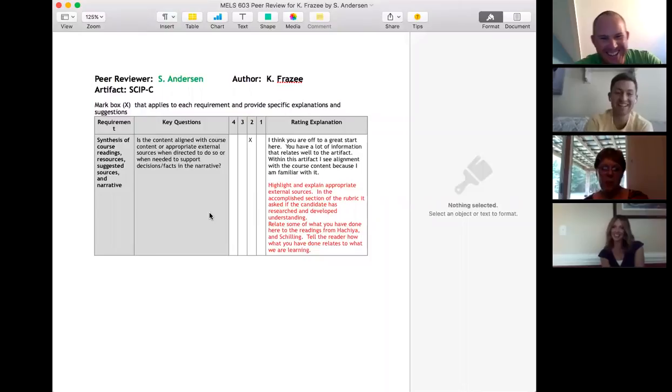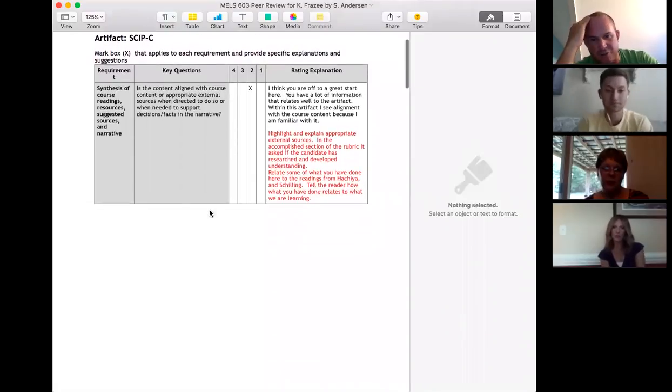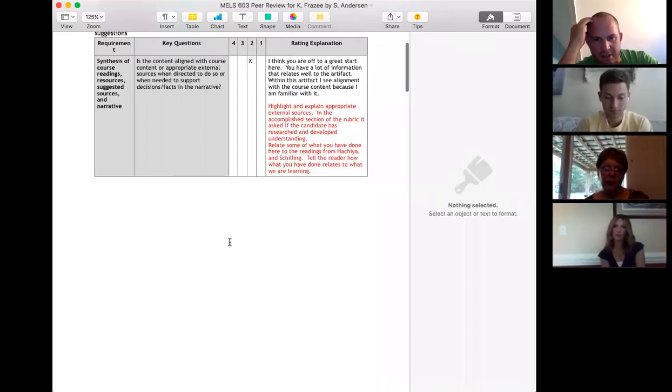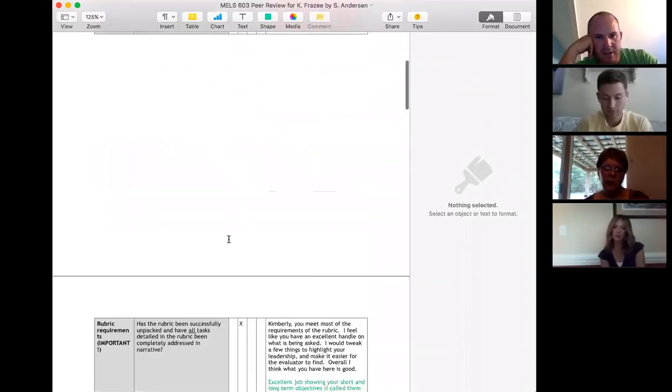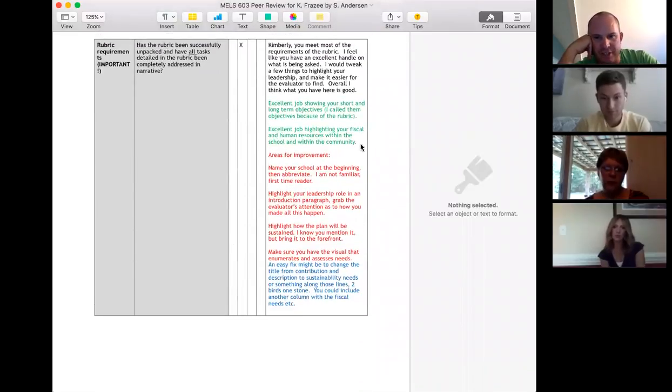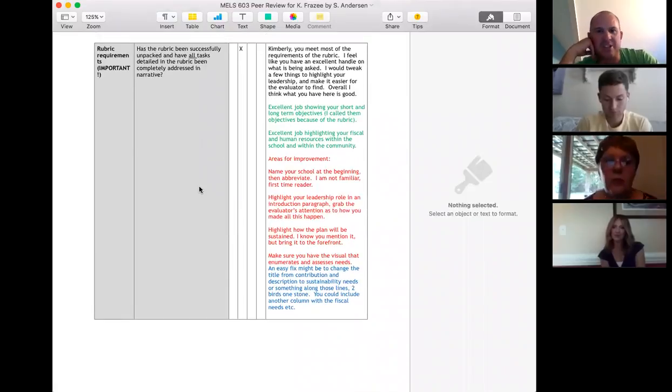That makes it very easy for me to fix. Yes, it does. I just put, just highlight and explain your external sources, which you've already talked about covering. Relate some of what you've done to the readings, same thing, and how it relates back to the student learning. I thought those are easy fixes. We have 10 minutes left, so we should have plenty of time to finish this up.